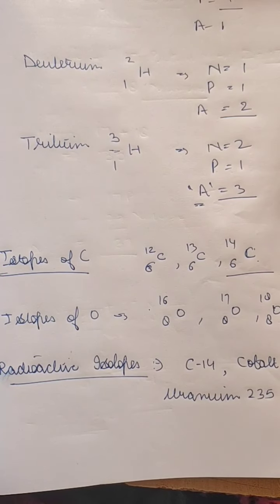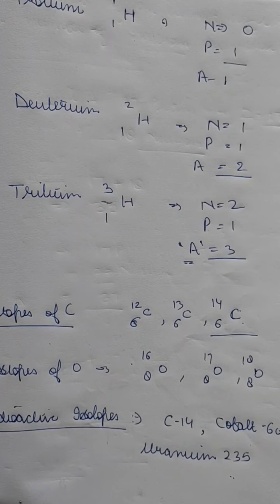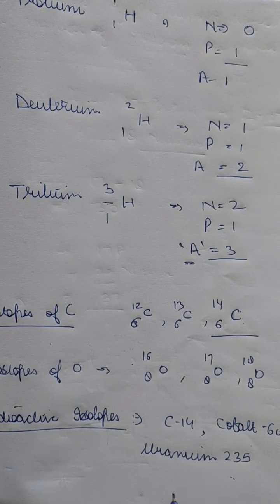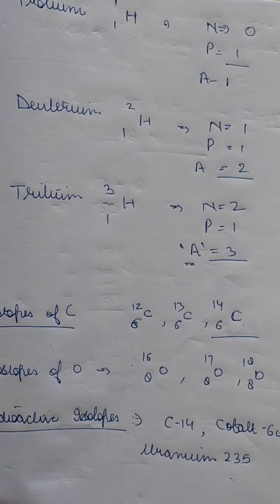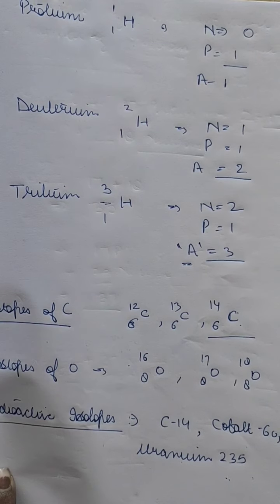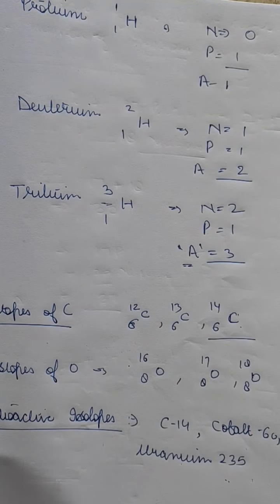Radioactive isotopes are very widely used in the medicine field, and they are also used in nuclear reactors as fuel. Like uranium-235 is used as the fuel in the reactors of nuclear power plants for generating electricity. And some other radioactive isotopes are used as tracers in medicine to detect the presence of tumors and blood clots, etc.